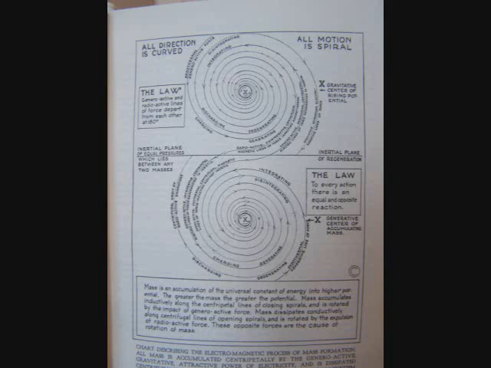Mass is an accumulation of the universal constant of energy into higher potential. The greater the mass, the greater the potential. Mass accumulates inductively along the centripetal lines of closing spirals and is rotated by the impact of general active force. Mass dissipates conductively along centrifugal lines of opening spirals and is rotated by the expulsion of radioactive force. These opposite forces are the cause of rotation of mass.